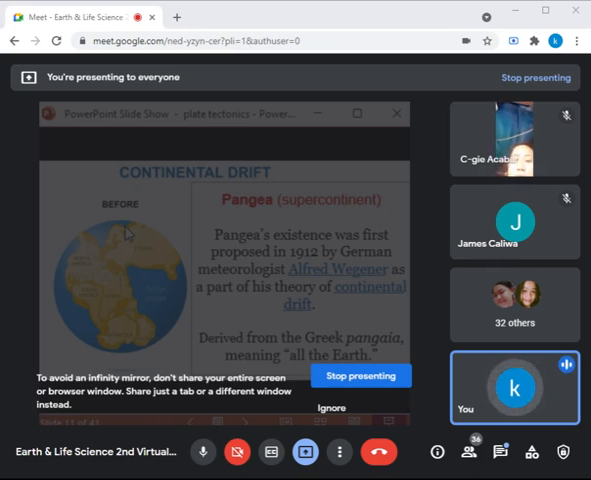Pangaea's existence was first proposed in 1912 by German meteorologist Alfred Wegener as part of his theory of continental drift. So apil ni sa theory ni Alfred Wegener na continental drift theory. Unsa man ang pasabot og drift, meaning that the continents are moving away from each other. Nipalayo sila sa usag-usa. Pangaea is derived from the Greek word Pangaea, meaning all the earth. Okay.